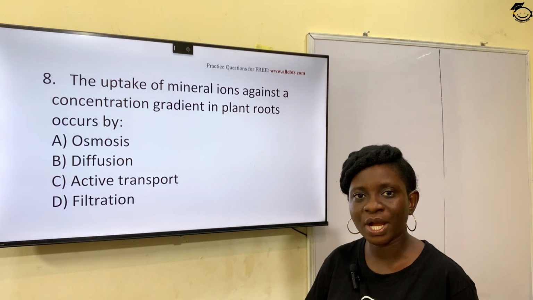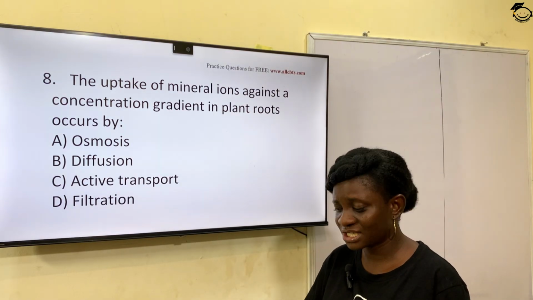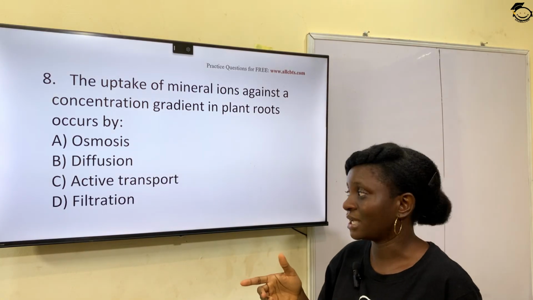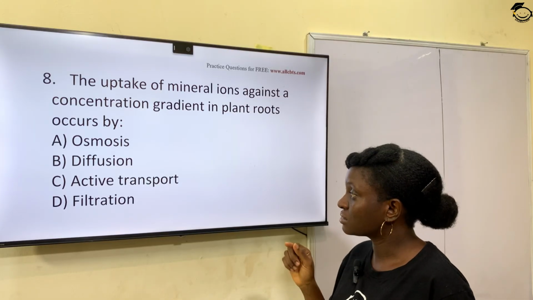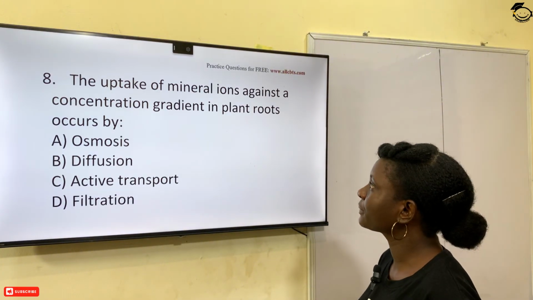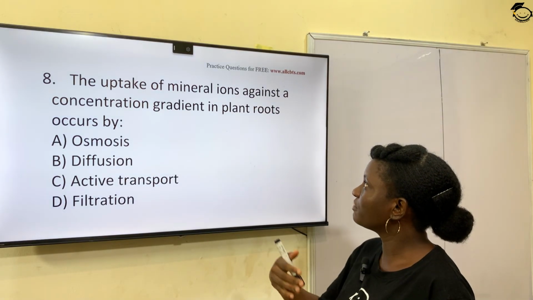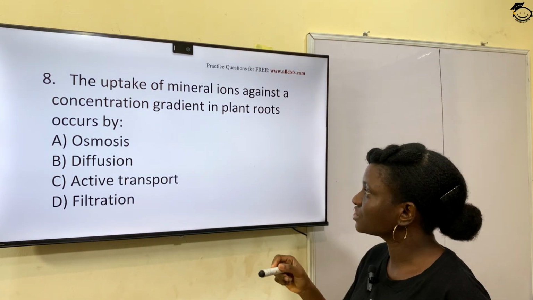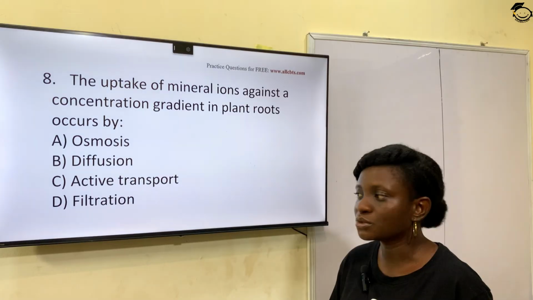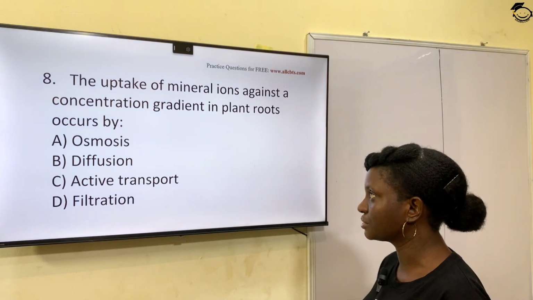So it will require energy. Energy is involved in moving against the concentration gradient, trying to pull nutrients up to the plants. In that aspect, like I said earlier, it only happens during active transport. Active transport is used in the uptake of mineral ions against a concentration gradient in plant roots. So it is not diffusion, not osmosis, and not filtration. The correct answer is option C, active transport.